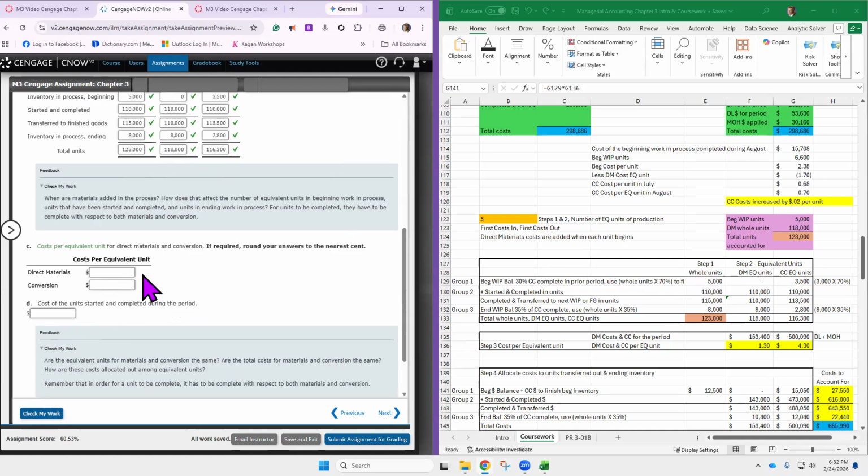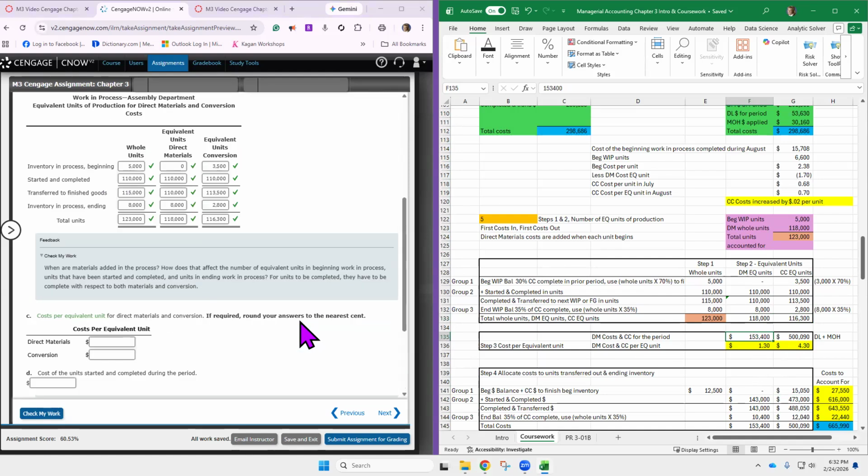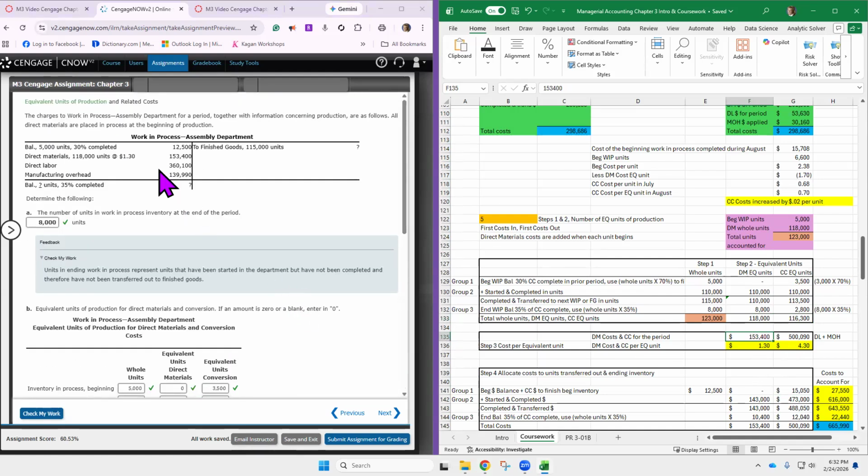Okay, now we're going to get our cost per equivalent unit. So here are our EQ units for direct materials. Here's our EQ units for conversion costs. Now we need to see what our costs are. So for direct materials, it's 153,400. So I put that in there. And then for conversion cost, it's these two added together.